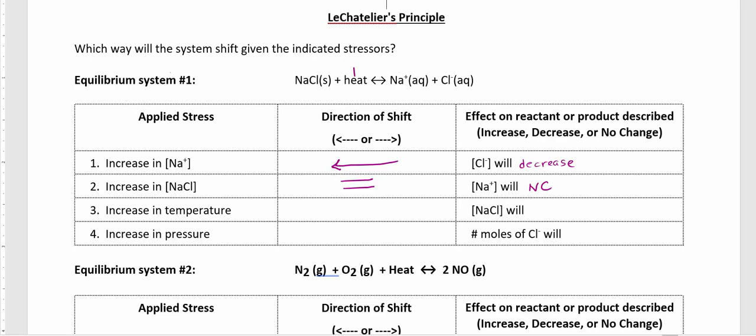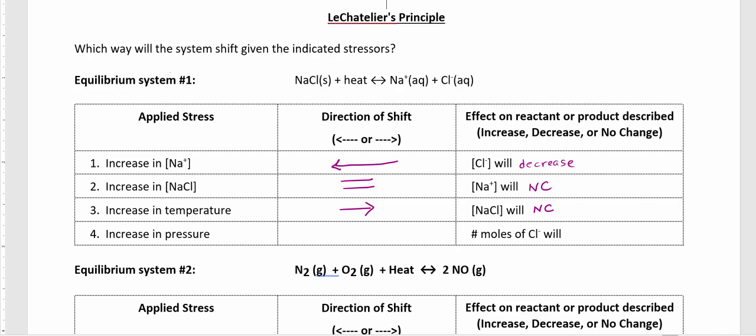If we increase the temperature, we use that as if it is a reactant. We will shift away from an increase, so we will shift towards the production of more products. The concentration of the NaCl will not change because it is a solid. Otherwise, we would expect to decrease the amount of NaCl in the solution. But because it is a solid, it doesn't have a concentration associated with it.